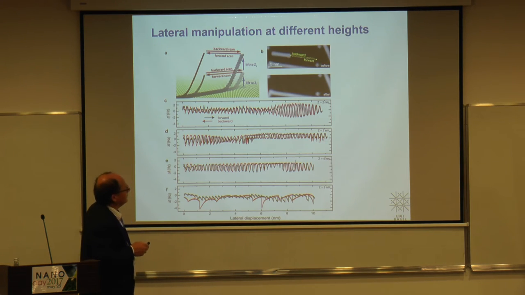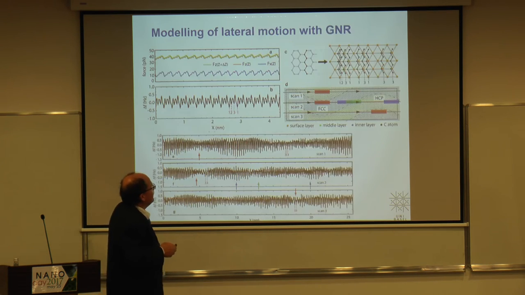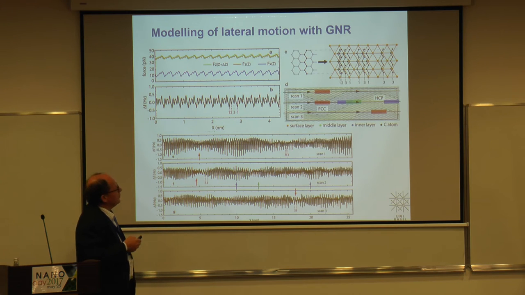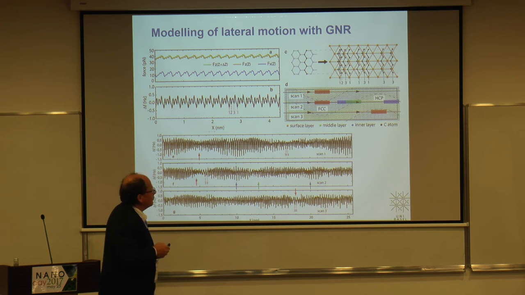And here's some more data, different heights, so you can pull a bit further out. And so you can move this ribbon back and forward. You see it's very little hysteresis, and you have this typical envelope visible. And these are the simulations which were done by Andrea Benassi, Daniele Barcelloni at EMPA.